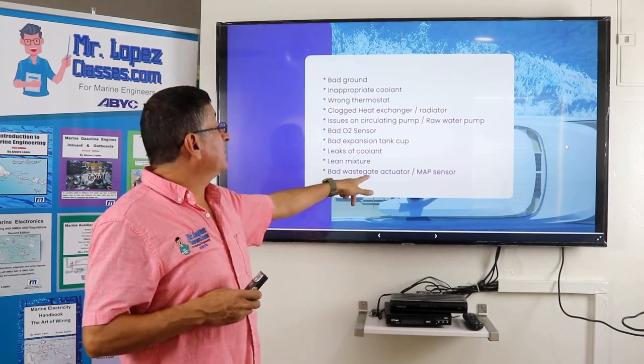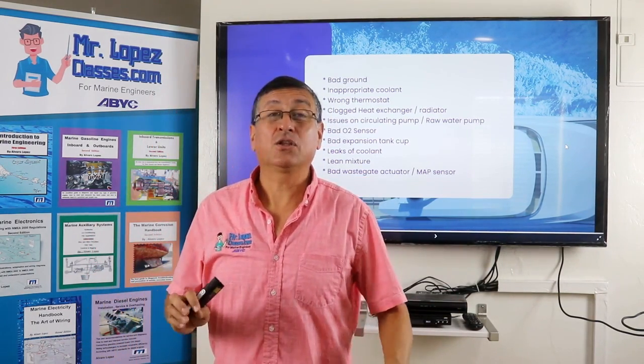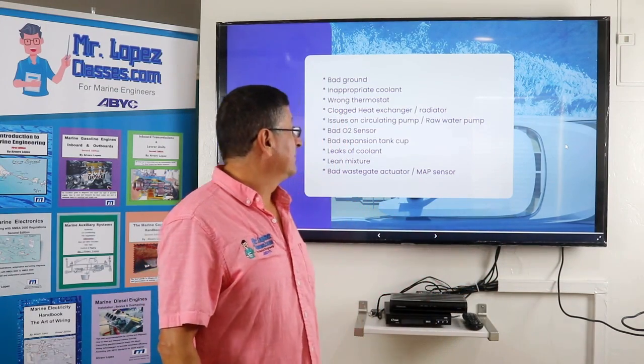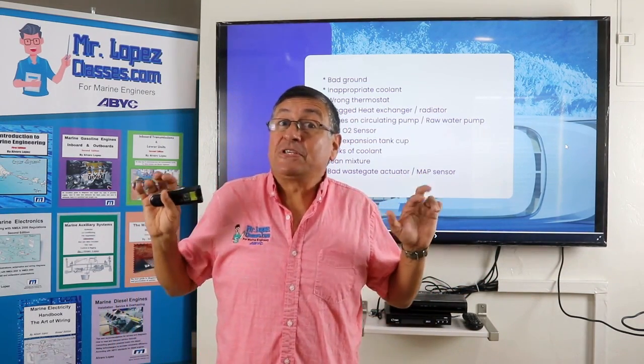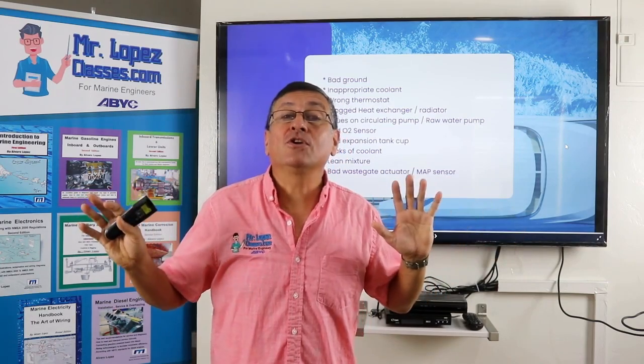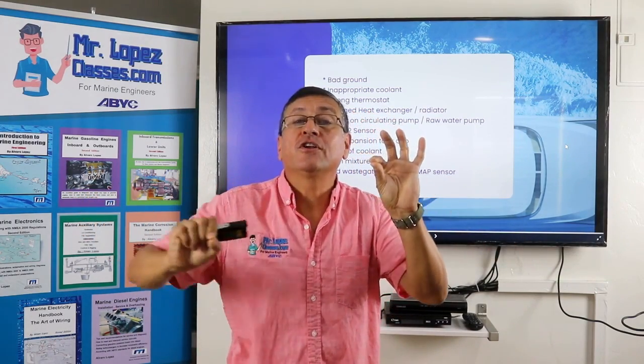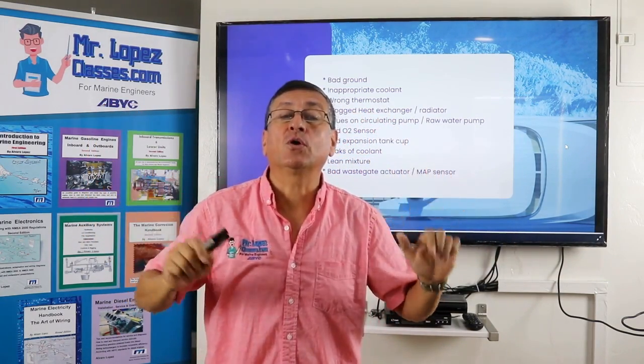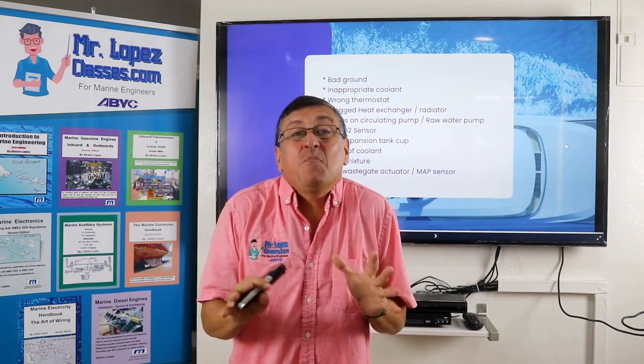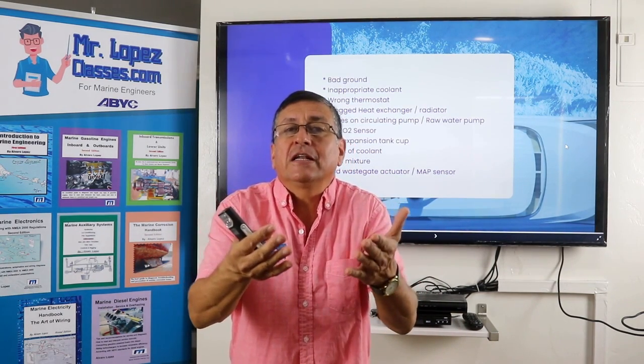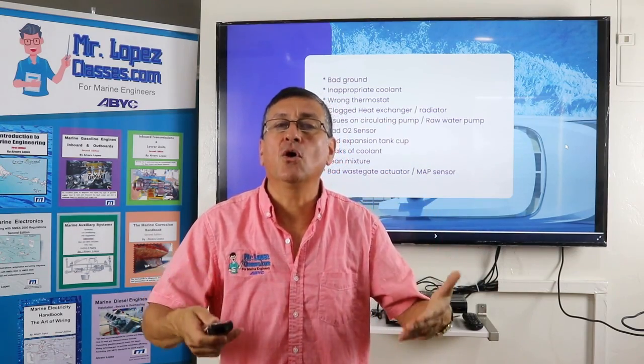And the other one is the wastegate. In diesel engines the actuator is working improperly. Or the MAP sensor is sending a wrong signal, or the hose from the MAP sensor is broken. Those are the most common possibilities. My friends, right now you can analyze those situations.